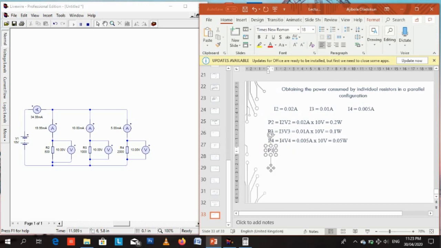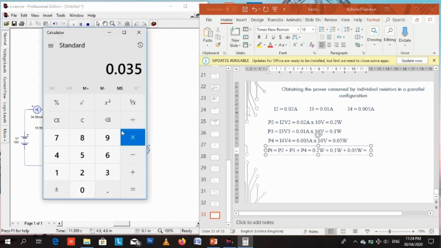So what is left now is total power, PT. What is the total power consumed by all three resistors? PT equals P2 plus P3 plus P4. So the power consumed by a circuit, by all the loads or resistors in the circuit, is simply the addition of all the individual power consumed by the resistors. So that's 0.2 watts plus 0.1 watts plus 0.05 watts. So if you have the power consumed by each resistor in a circuit, you obtain the total power consumed by all the resistors or all the loads in a circuit.